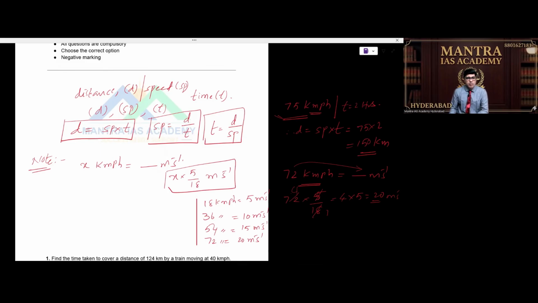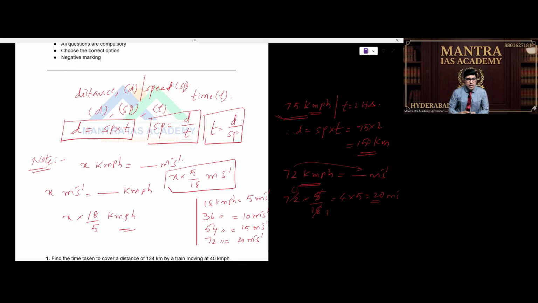So kilometers per hour to meters per second is 5 by 18. If it is x meters per second and you convert this to kilometers per hour, it is the reverse of that, that is x into 18 by 5 kilometers per hour. These are the basic things. Of course, we have many shortcuts while doing the problems.